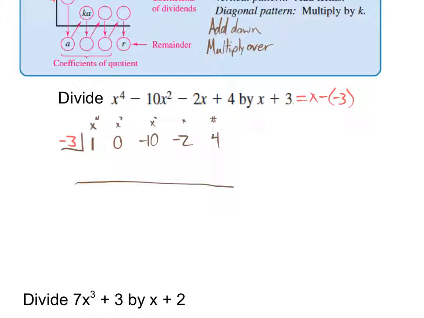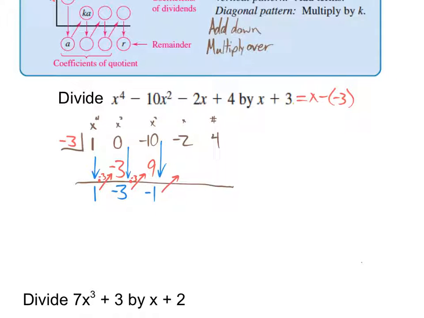So, we are going to add down. I add down, 1 plus 0 is 1. Then, I multiply over, so I'm multiplying by a negative 3. So I get negative 3, of course. Then I add down. 0 plus a negative 3 is a negative 3. Then I, again, multiply over. So times negative 3, and I get 9. Now I add down and get negative 1.